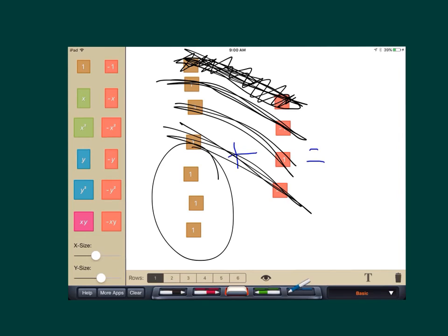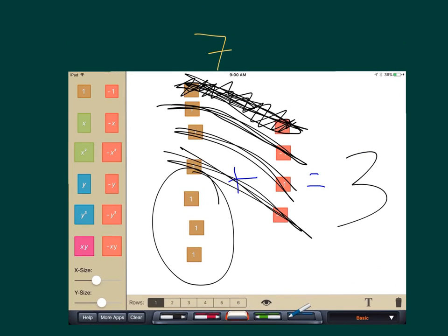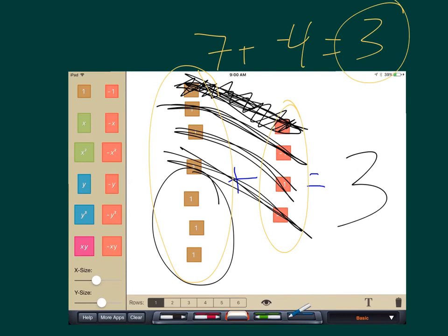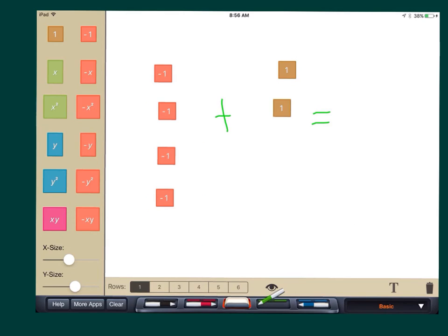We have 3 positives left, so our answer for 7 plus negative 4 equals positive 3. Notice that I had more positives than I had negatives, and therefore my answer stayed positive. Since I had more positives than negatives, my answer stayed positive.